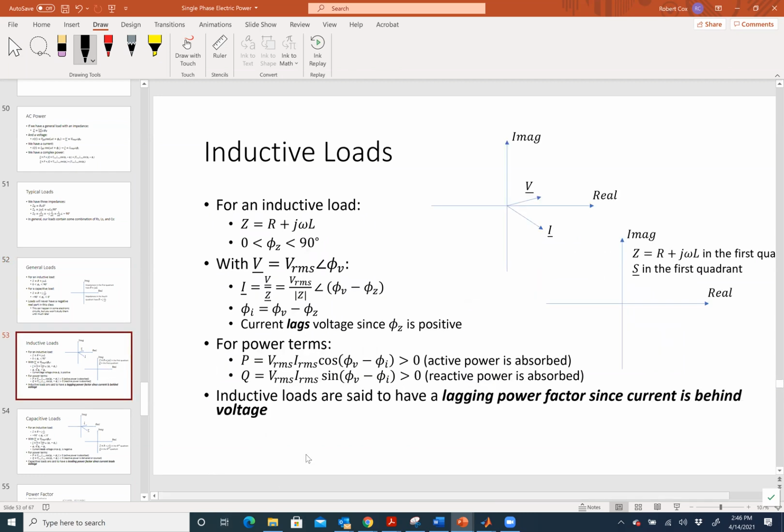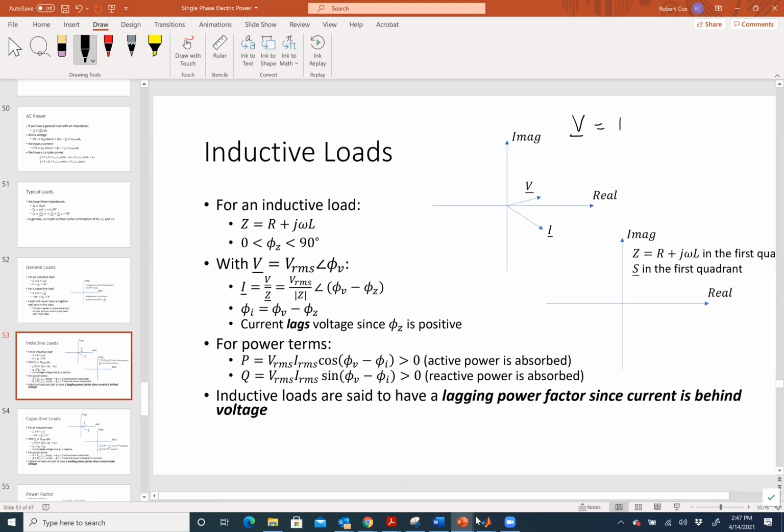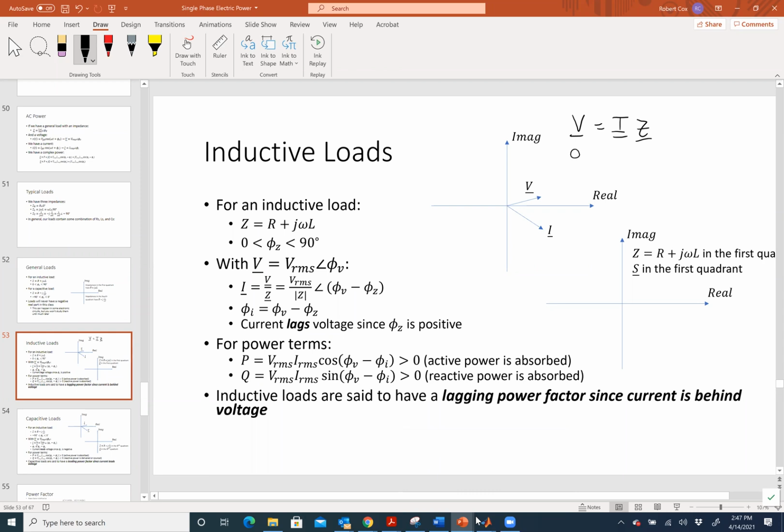If I have an inductive load, with a voltage and a load Z equals R plus jωL, what we know is V equals I times Z. That is our statement of Ohm's law. What does that mean? That means that phi V equals phi I plus phi Z.